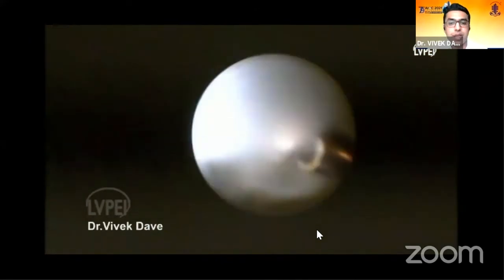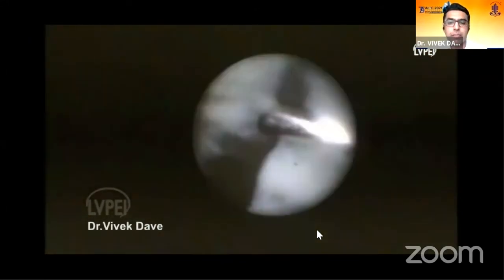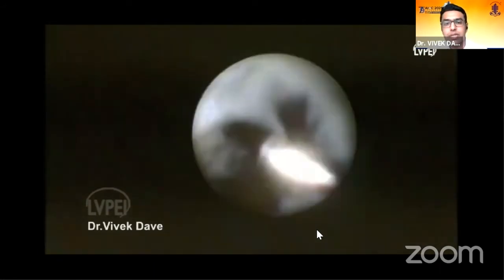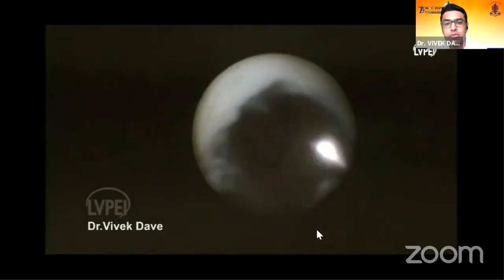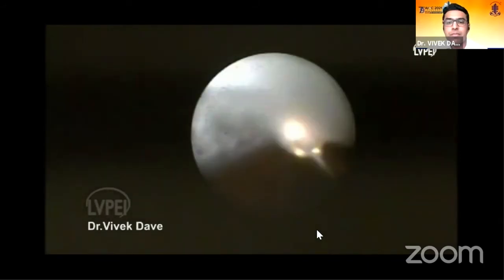So what we did is we entered. Once we entered inside, we saw these dense exudates. Meticulously, all the exudates were cleared out. And as we cleared the exudates, we could see the retina was attached well. And on the posterior pole, though there was a cystoid macular edema, there was no hemorrhage or necrosis.